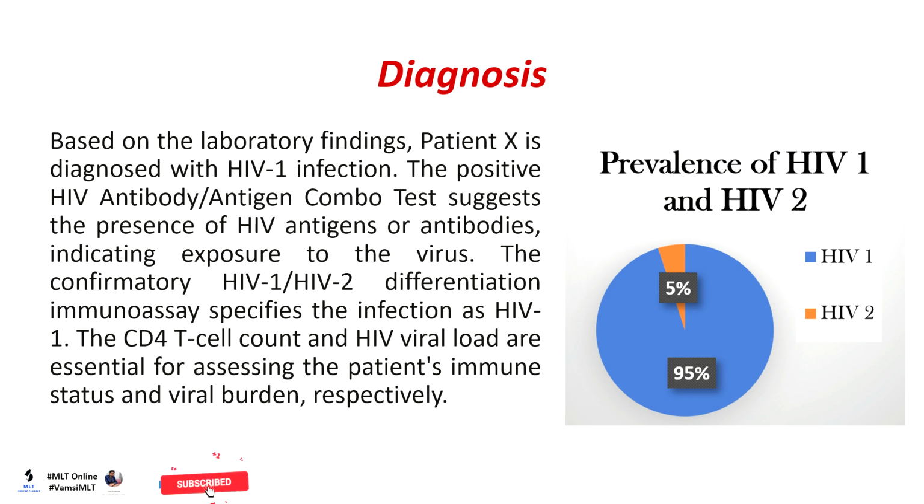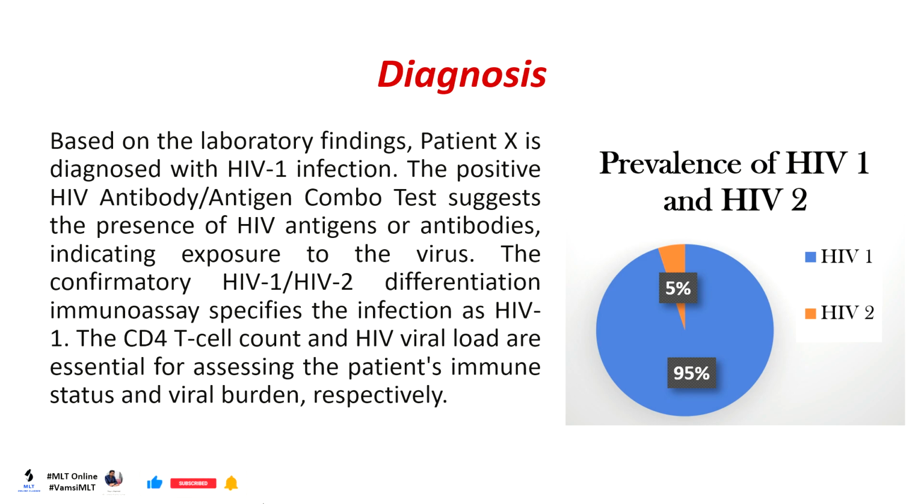Diagnosis. Based on the laboratory findings, Patient X is diagnosed with HIV-1 infection. The positive HIV antibody/antigen combo test suggests the presence of HIV antigens or antibodies, indicating exposure to the virus. The confirmatory HIV-1/HIV-2 differentiation immunoassay specifies the infection as HIV-1. The CD4 T-cell count and HIV viral load are essential for assessing the patient's immune status and viral burden, respectively.